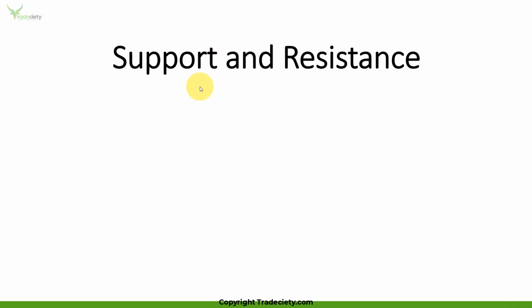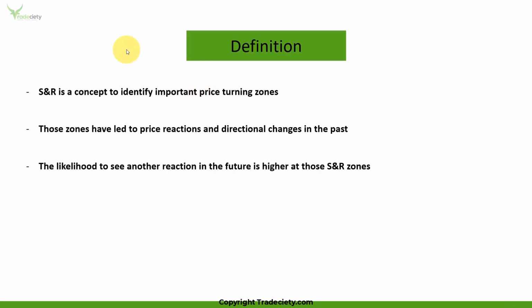And when we talk about support and resistance in trading, what do we mean? Support and resistance is a concept that helps us to identify important price turning points. So those are areas, price levels where the price has shown a reaction in the past or even completely turned around. And the idea is that because we have seen a reaction from a specific price level in the past, we can estimate that there's a higher likelihood in the future that we're going to see a similar reaction.